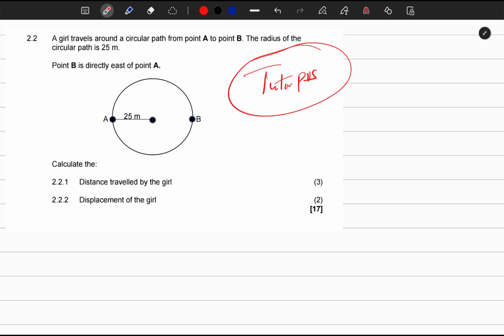Calculate the distance traveled by the girl, 3 marks. Calculate the displacement of the girl, 2 marks. You need to know what these two words mean, distance and displacement.